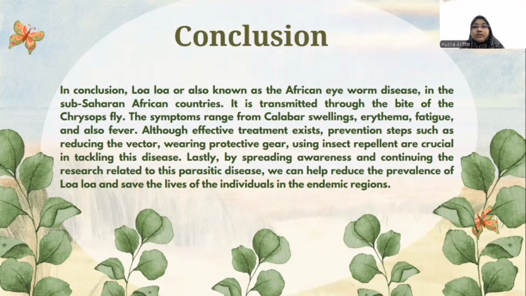So in conclusion, Loa loa is also known as the African eyeworm disease in the sub-Saharan African countries. It is transmitted through the bite of the parasite fly, and the symptoms range from Calabar swellings, erythema, fatigue, and also fever. Although effective treatment exists, prevention steps such as reducing the vector, wearing protective gear, and using insect repellent are crucial in tackling this disease.